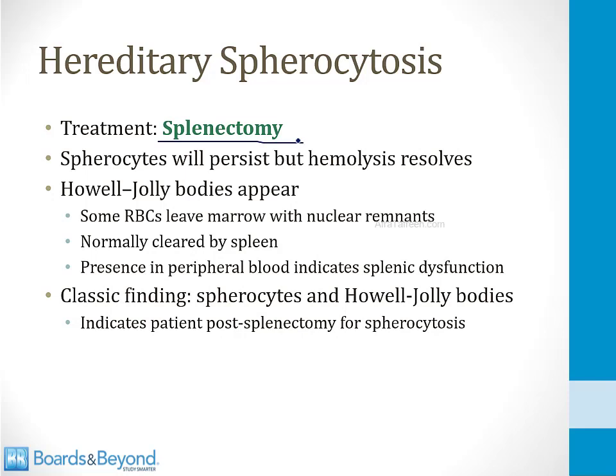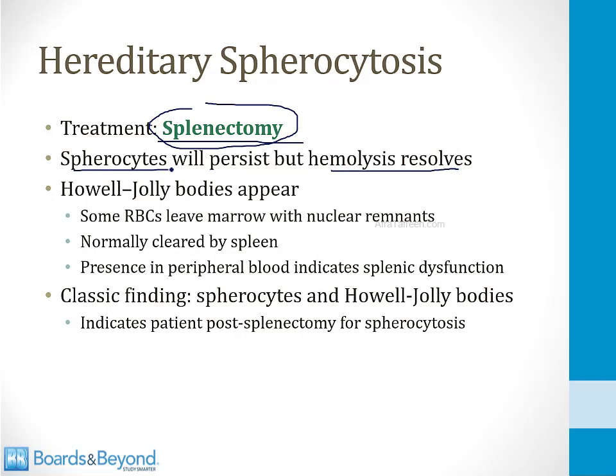Remember what I told you earlier, spherocytes are normal in terms of their oxygen carrying capacity. The problem in this disorder is the chronic hemolysis. If the spleen is removed, then the hemolysis will resolve. Spherocytes will still be present, but that's okay because they can carry oxygen just like normal red cells.